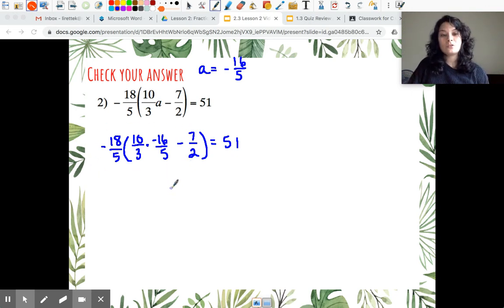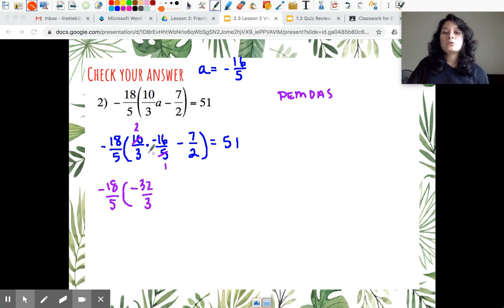Assuming we got the right answer, after we do all of these operations with the fractions, it should simplify to a nice integer. Going back to order of operations, which is PEMDAS, I want to do everything in this set of parentheses first, and I have to multiply before I subtract. I can reduce the 10 and the 5 by 5s. This will give me 1 and 2. So I'm going to multiply those to give me negative 32 over 3.